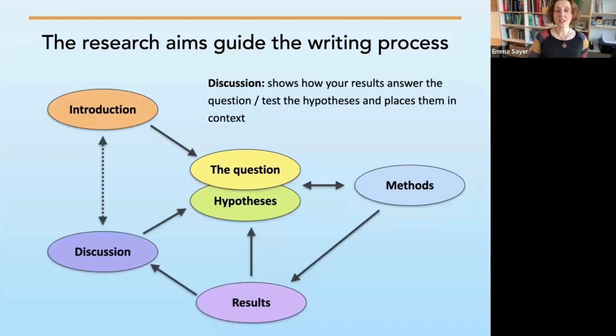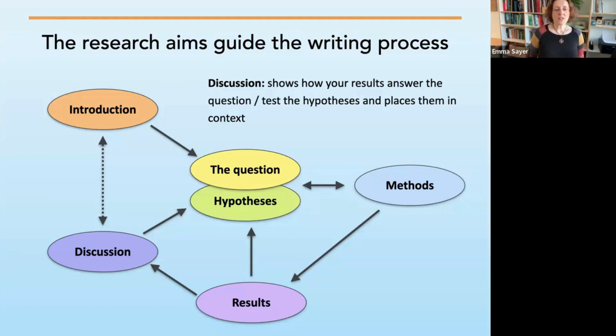And the discussion shows then how your results answer that question, how you've tested the hypotheses, whether you've rejected any, whether you found evidence to support them, and places all of the results in context. I've put this dashed line here between the discussion and the introduction because the discussion links back to the information I've provided in the introduction. So you can see from the diagram, we're coming full circle, starting from our research aims and really bringing those research aims into every single section of the paper. And this is a really good starting point.